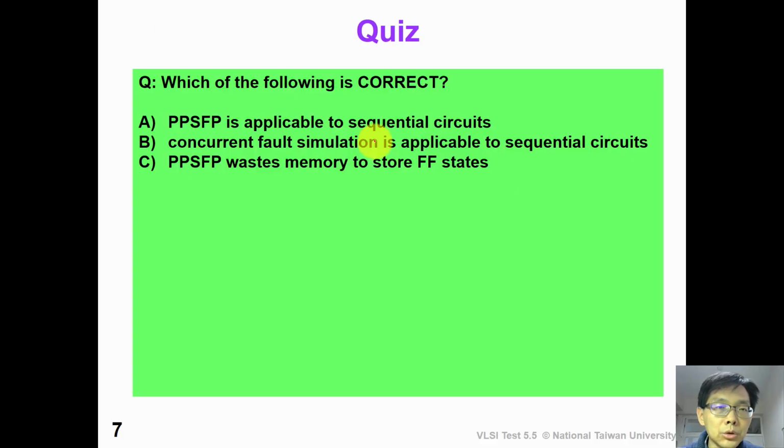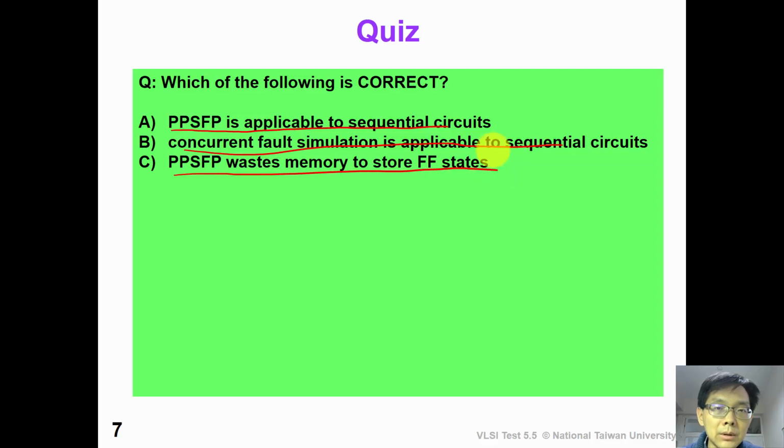Now let's have a short quiz. Which one of the following is correct? A. PPSFP is applicable to sequential circuit. B. Concurrent fault simulation is applicable to sequential circuit. C. PPSFP wastes memory to store FF state.